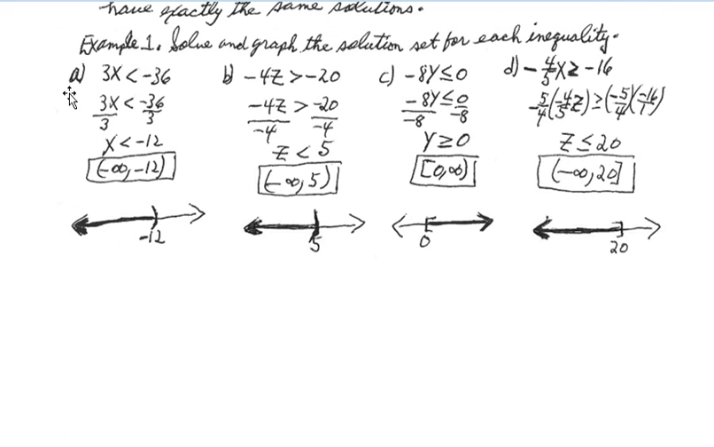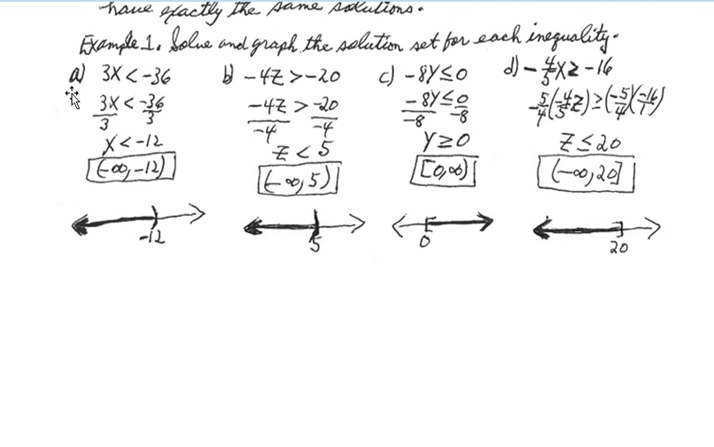Example 1. Solve and graph the solution set for each inequality. Part A. 3x is less than negative 36. To solve this inequality, since the variable term is already isolated, we merely need to divide both sides of the inequality by the coefficient attached to x, which is positive 3. Upon doing that, it results in the inequality x being less than negative 12, which is the solution.